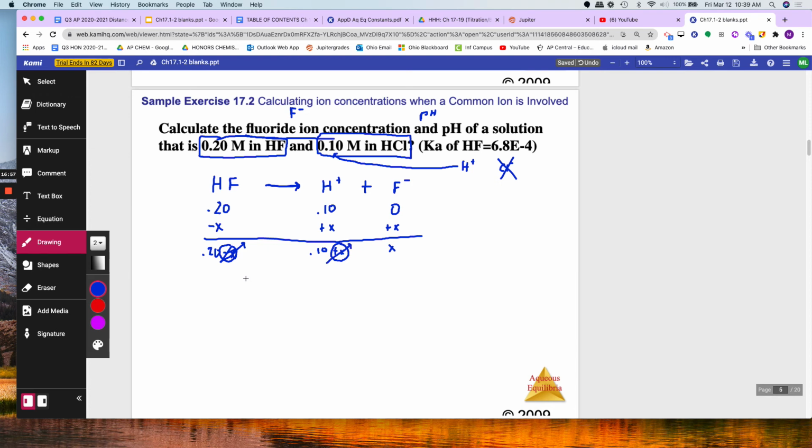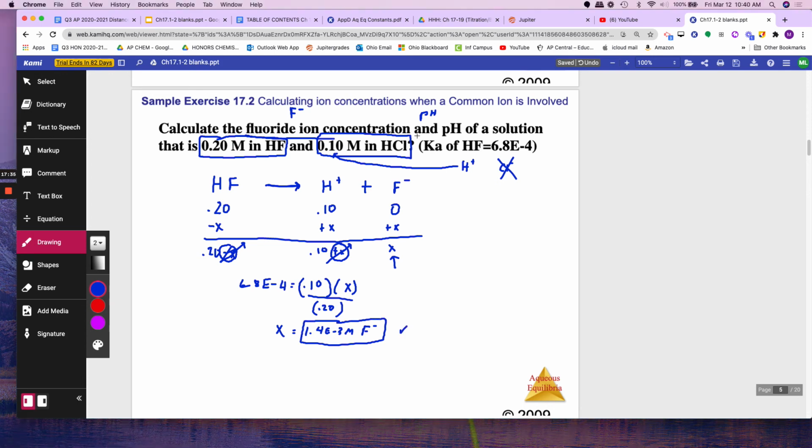Okay, so Ka is equal to 6.8 E negative 4, is equal to 0.10, which is the amount of H pluses, and then X over 0.20, right? So X is going to be 1.4 E negative 3 molar, which is the amount of F minuses. And that is your first answer because they're asking for F minuses.